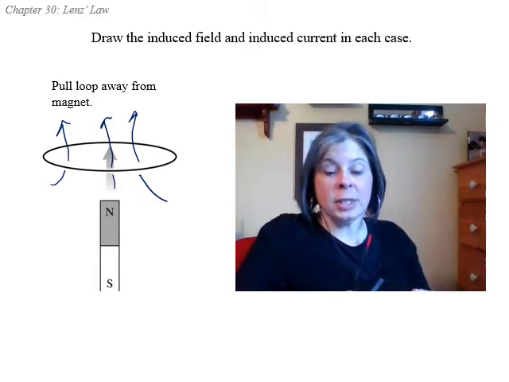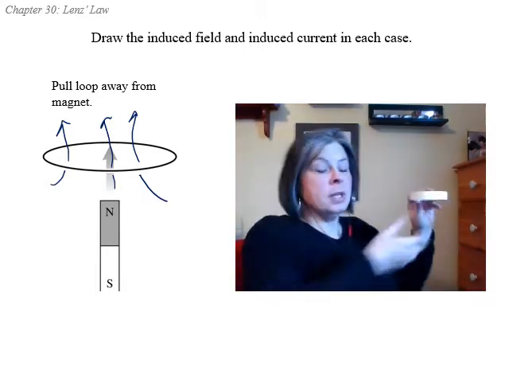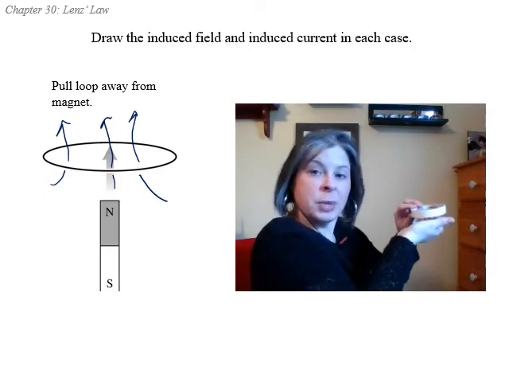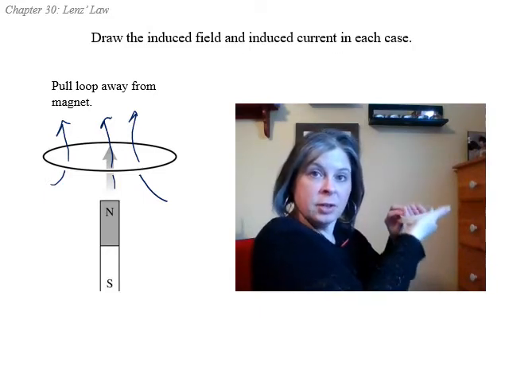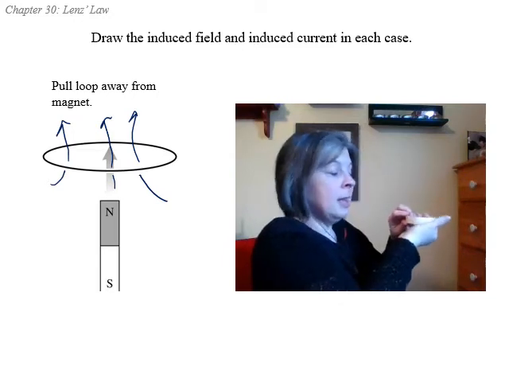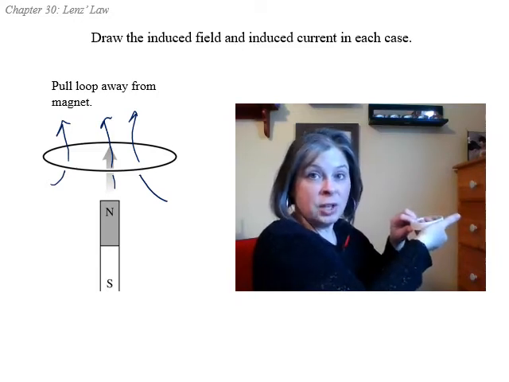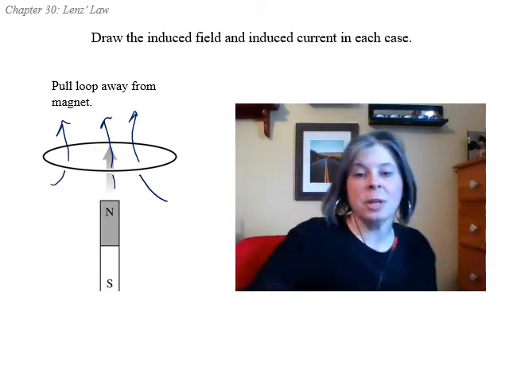Now let's ask, what does that mean about the induced current? We know that the induced magnetic field points up, so we take a circle and we curve our fingers so that they point up. Then we ask, what is our thumb doing on the front of the loop? Our thumb is moving this way, so that's the direction of the induced current. Let's draw that on our picture.